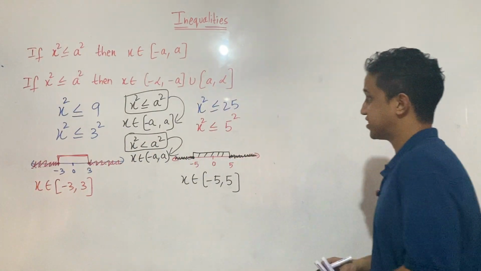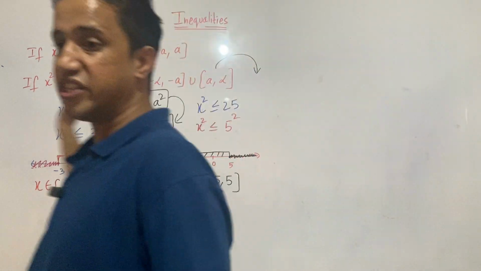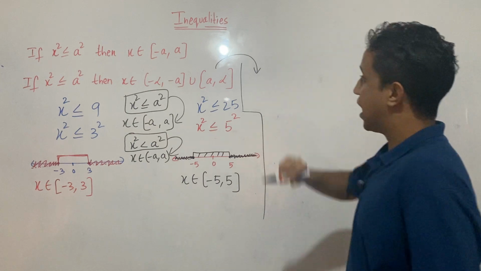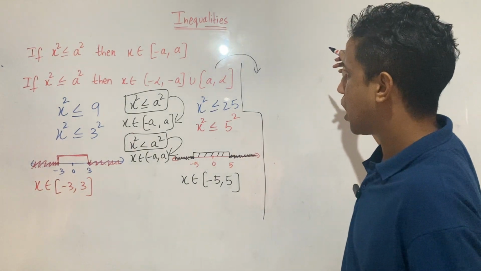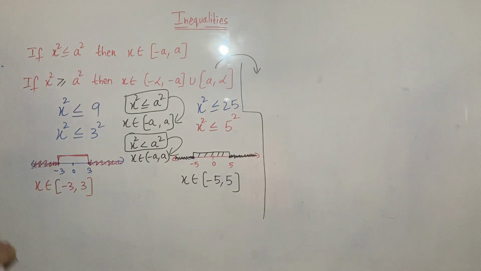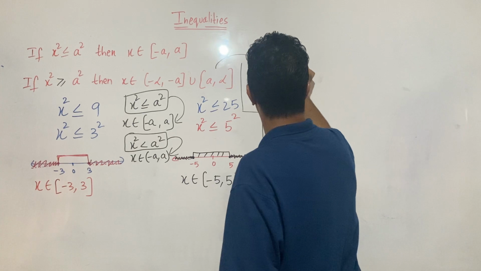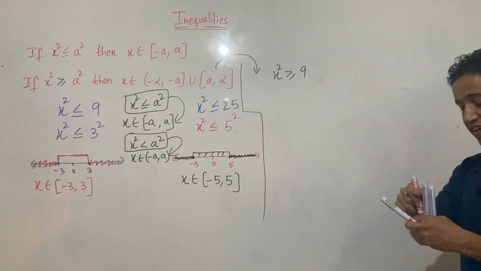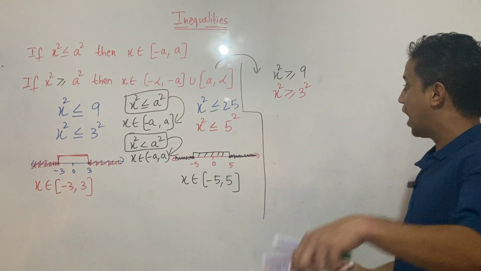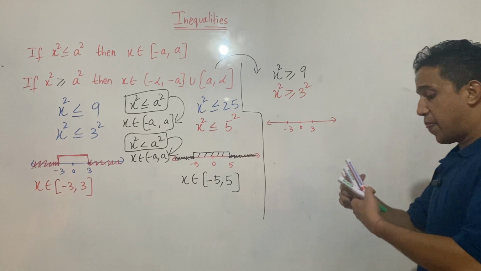Now take the second case, when your x square is greater than a square. I will take the same kind of example, x square greater than 9. So if x square is greater than or equal to 9, then I can say x square is greater than or equal to 3 square. Again, I will draw the number line. I will locate these two points, minus 3 and 3. Now here 0.